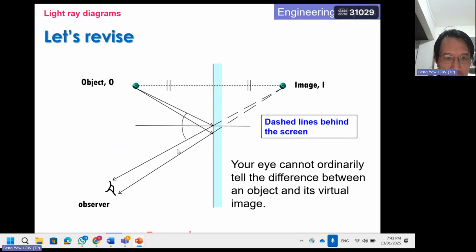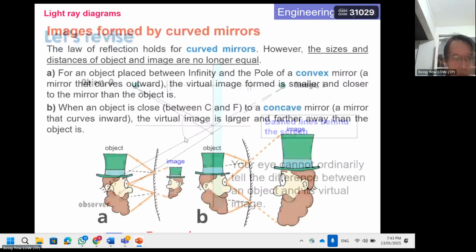In step 3, the incident ray reflects at the mirror surface according to the law of reflection. But rather than measuring angles, you can draw the incident ray from the object to the point of reflection on the mirror. This will ensure that the angle of incidence is equal to the angle of reflection.